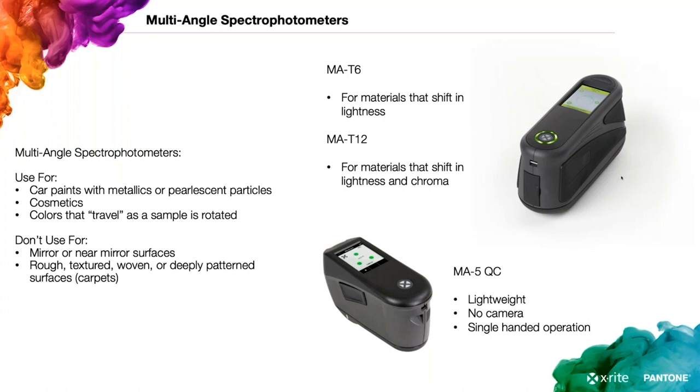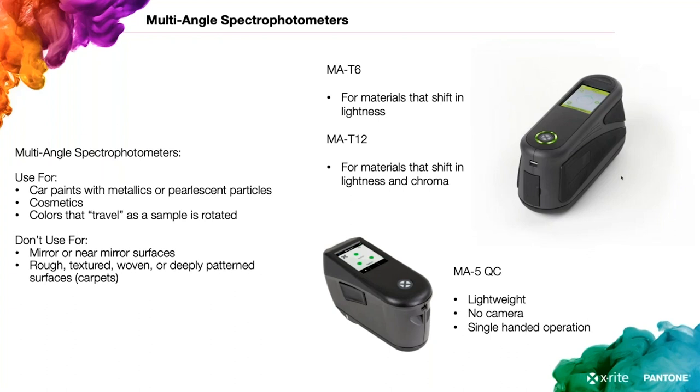One example is the green and purple. Every once in a while, you'll see a car or a sample on the internet that, depending on how you look at it, could look purple or could look green. That will capture that information and be able to use it for quality control.